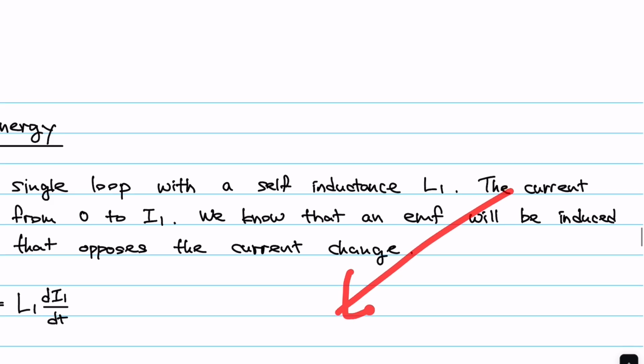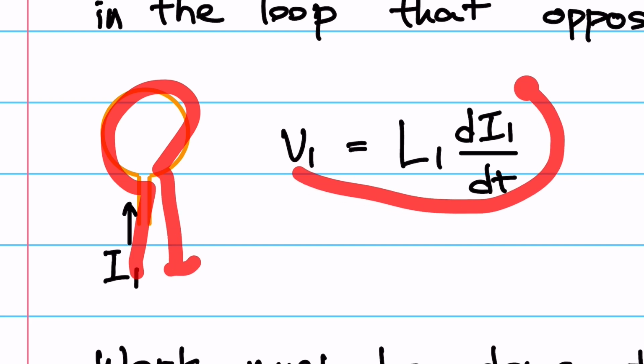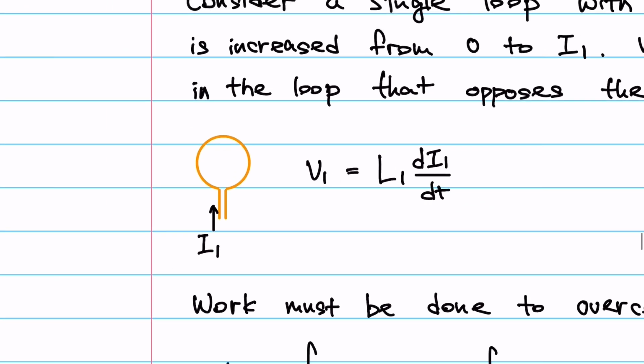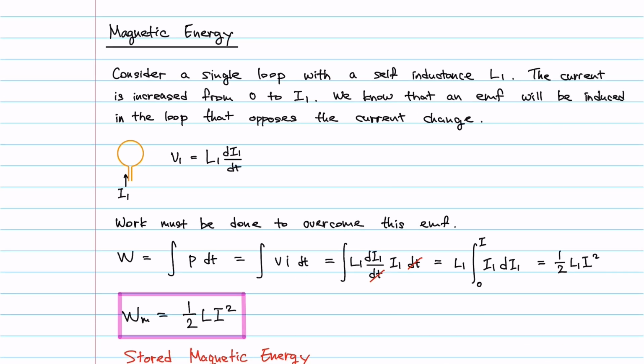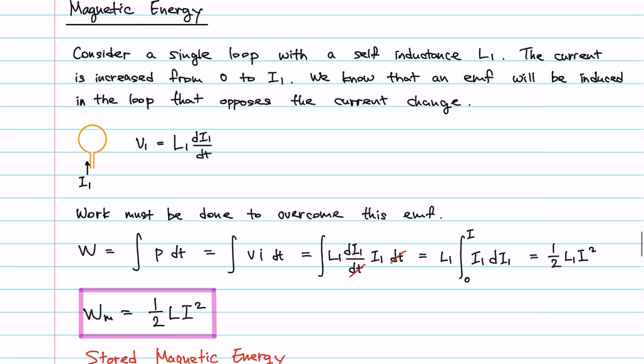Okay, and so that's the amount of voltage that would induce due to you trying to increase the current in the loop. So basically, work must be done to overcome this electromotive force. Okay, EMF and MMF, right? Magnetomotive force. These are the two voltages that either drive the electrical circuit and the magnetic circuit. And this is an electromotive force, so it's a voltage.